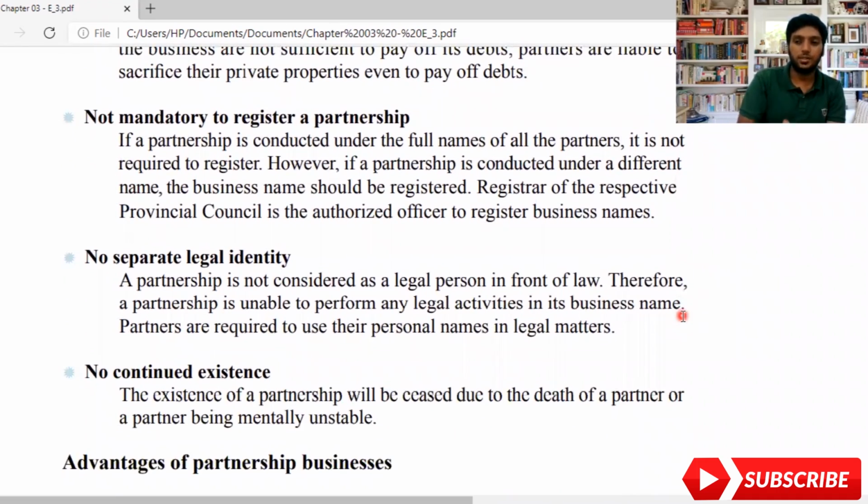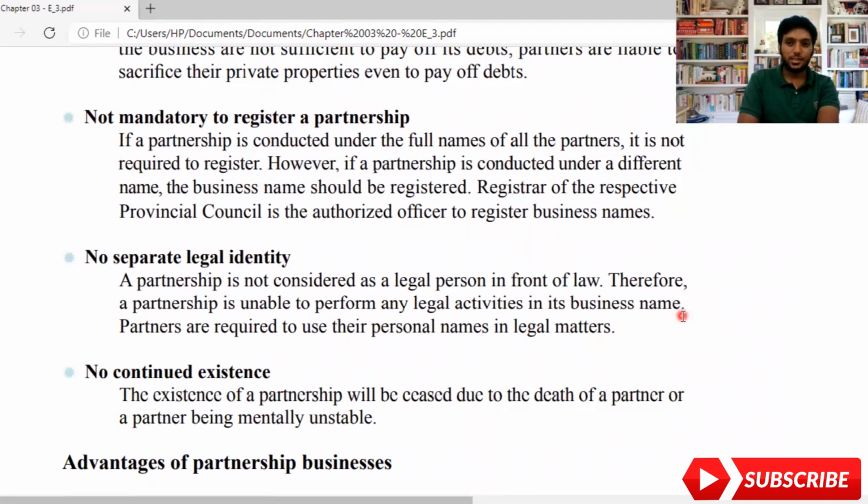Fourth, it is not mandatory to register a partnership. If the business runs under your own names, say Aslam and Friend, and we both run the business, then of course we don't need to register the partnership. But if the name is changed, like Aslam and Brothers or Aslam and something else, some good name, then it should be registered.